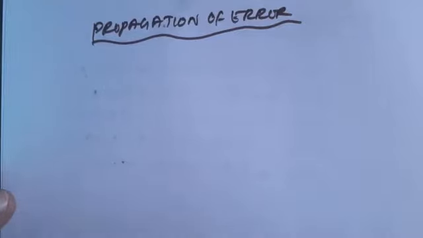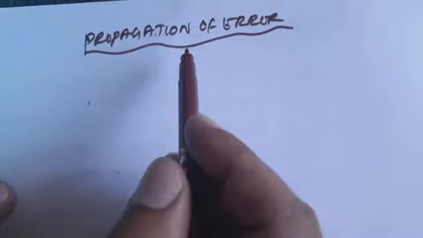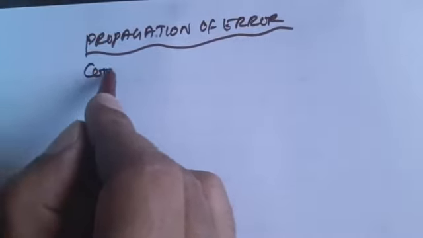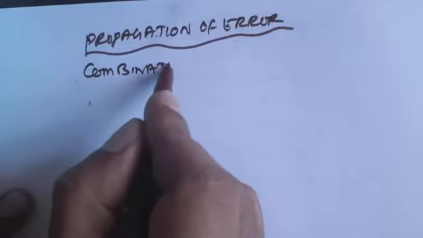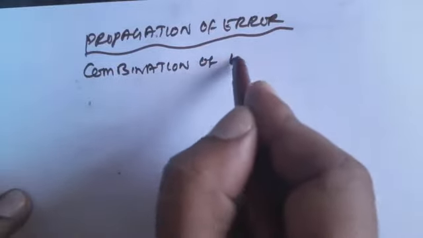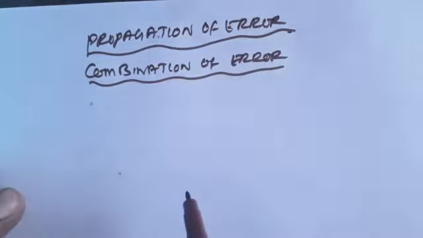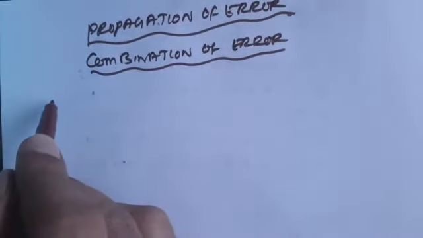Right, now we'll move on to another type of errors which combines two or three parameters: addition, subtraction, division and multiplication. So these are propagation of error, or we call it combination of error. So we are combining two values. Let us see one by one.